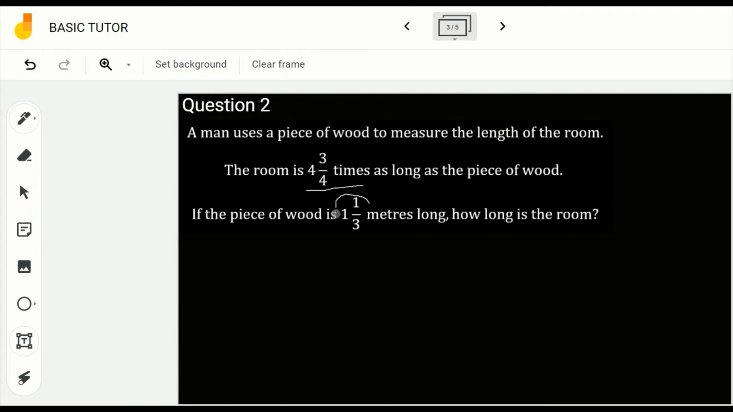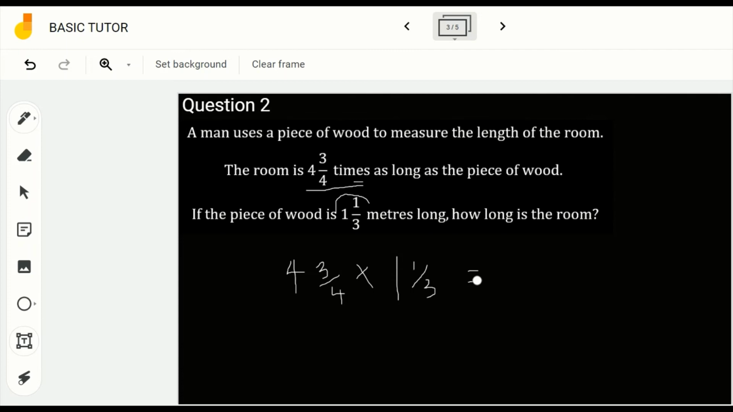That means I have 4 whole number 3/4 times as long as the piece of wood. The length of the wood is 1 whole number 1/3. So it is very important that we understand the question. It is very important that you read the question and understand what you are asked to do. So I have understood the question, I have planned out what to do, which is to multiply, and step 3, now I have to work out the question.